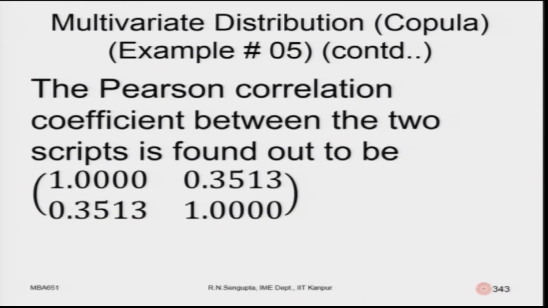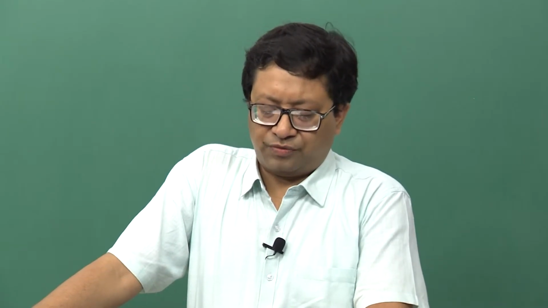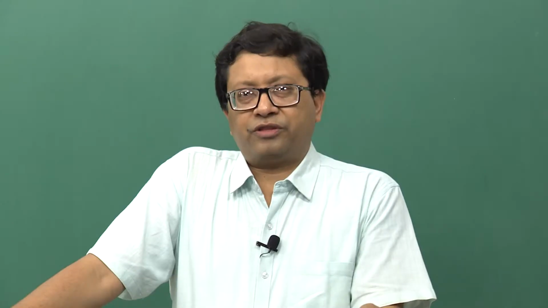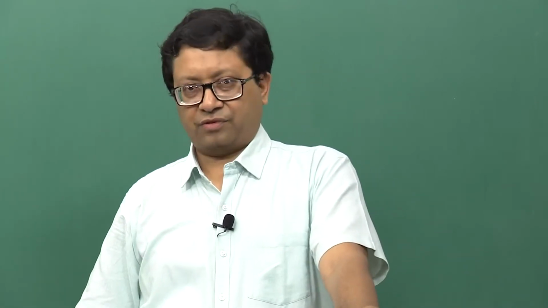I will mention a few coefficient relationships; these are not immediately important, we will see that as we proceed. The Pearson correlation coefficient between the two scripts can be found out. The Pearson correlation coefficient is exactly like the correlation coefficient which we do. Obviously, the principal diagonal will be 1 1 and the off-diagonal element value is 0.35, which means the correlation coefficient existing between these stocks is about 0.35.